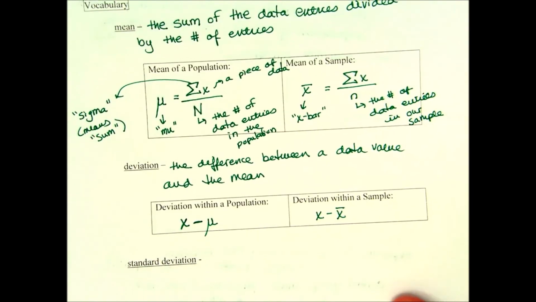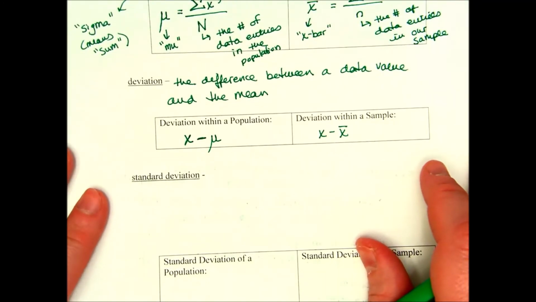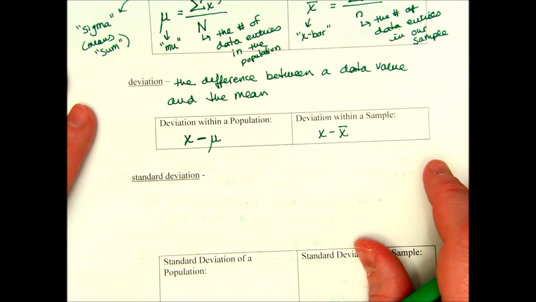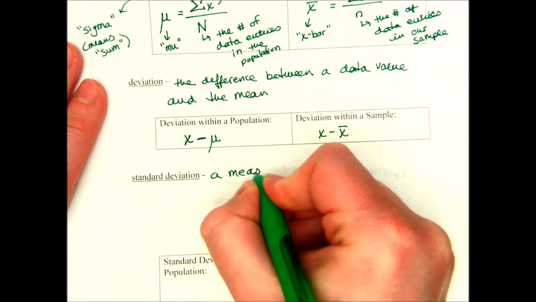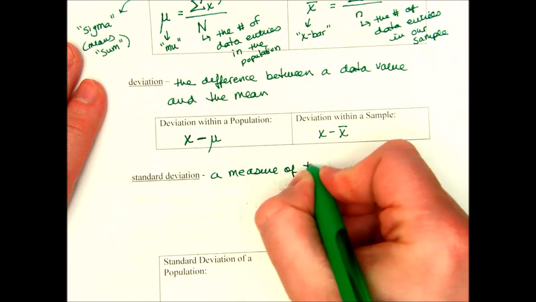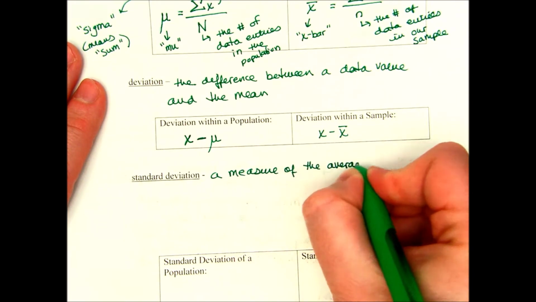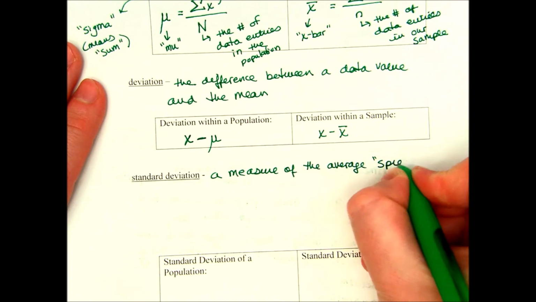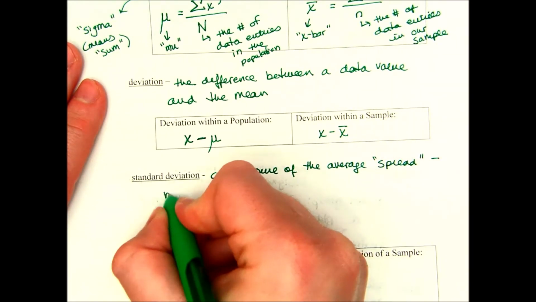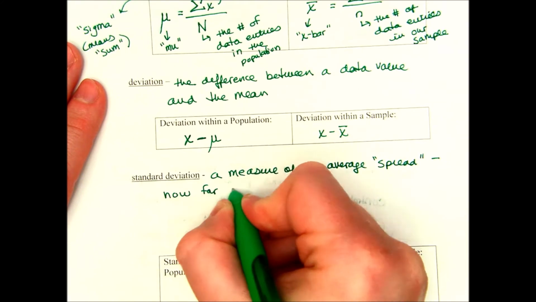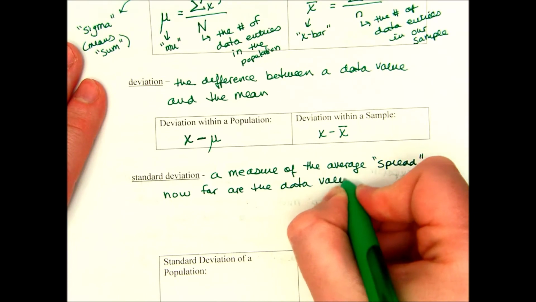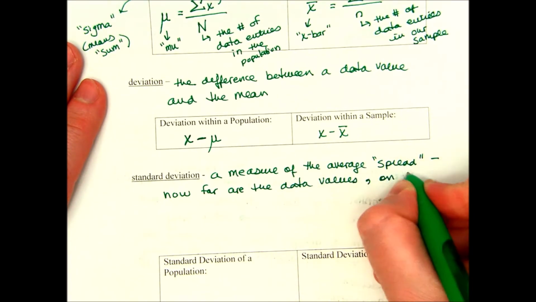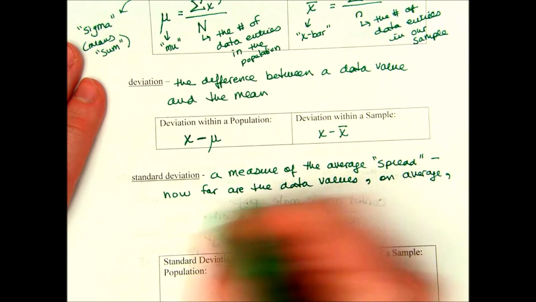Go back to the previous page. Standard deviation is a measure of the average spread. How far are the data values, on average, from the mean?